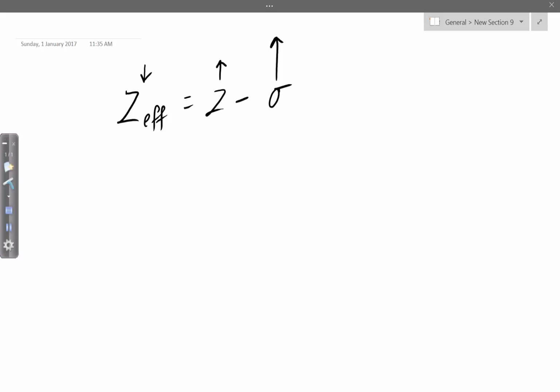So now, by deduction, elements diagonally related have similar electronegativity. Hence the term diagonal relationship.